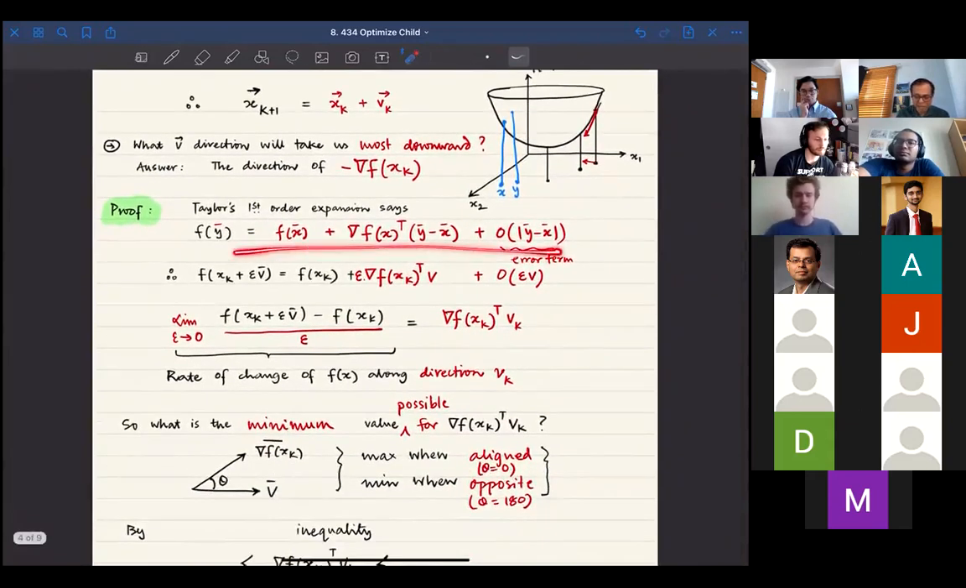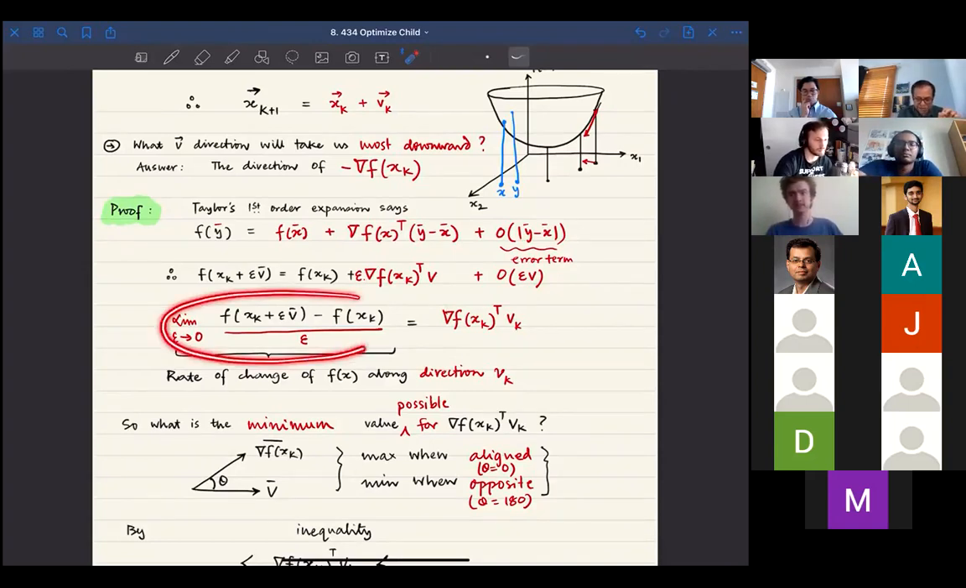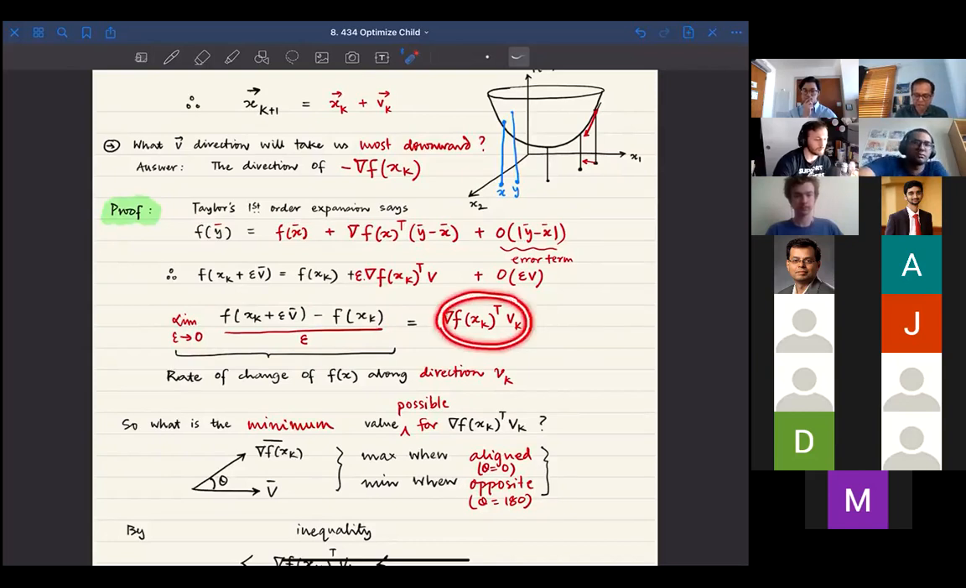So we started from there, and from that basic equation which holds for any function, we massaged that and got to a point where we said, from f(x), if you move epsilon in any v direction, then the rate of change is this. And then our question is, which v direction should we move so that the rate of change is the largest negative value? Which means I need to find the largest negative value for this right-hand side.